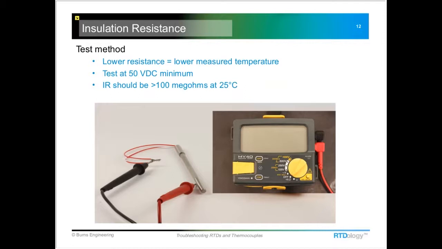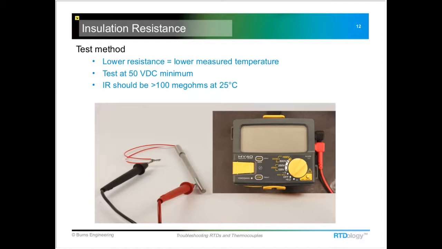If you look at manufacturer specs, you're going to see that they do this test at 500 volts DC, and they want to see at least 500 meg ohms. Some will say 1,000 meg ohms. You're going to see all kinds of different numbers, but as a minimum, you'd want something like this.